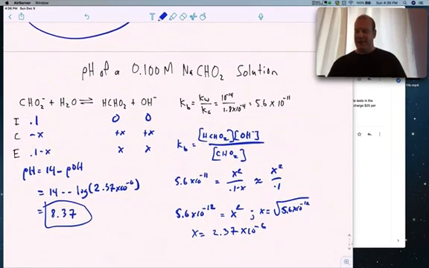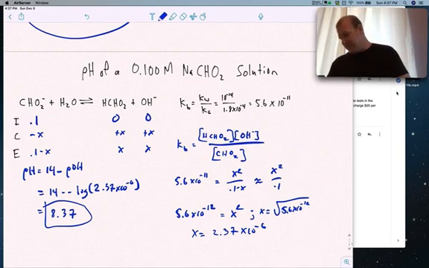But now you're saying, all right, we've got to do this for a calculation. You have to know the Ka of formic acid. You can look that up, or it'll be given to you.